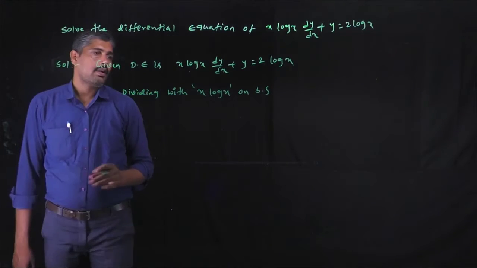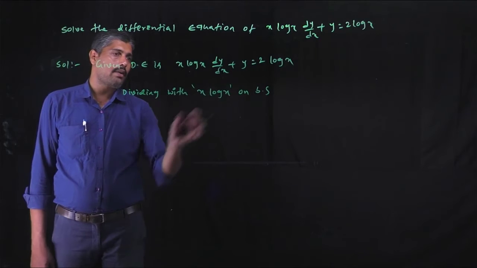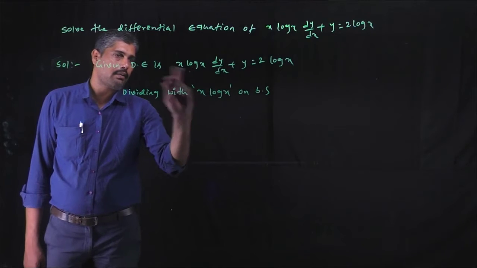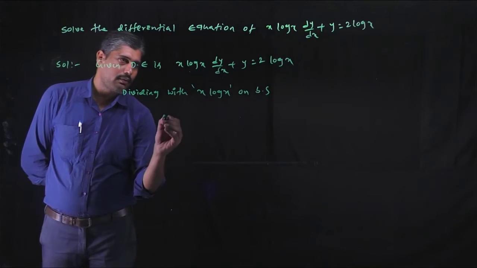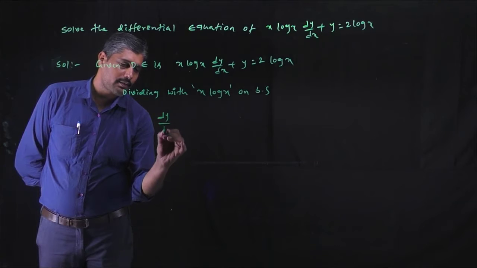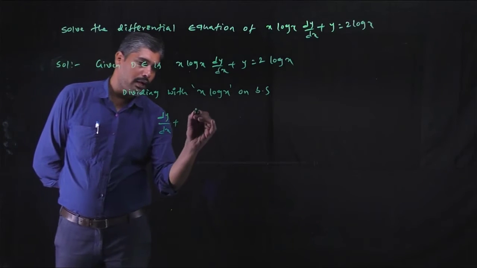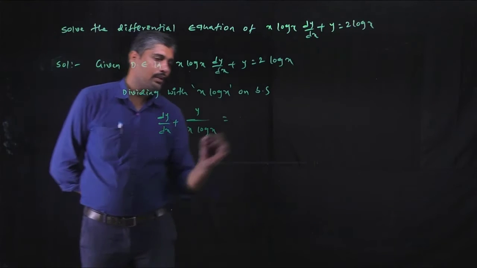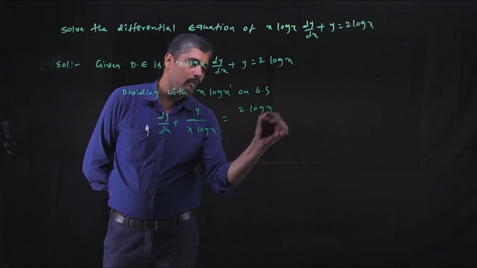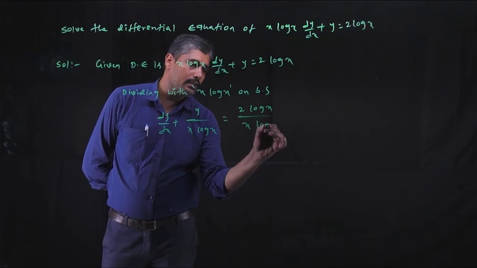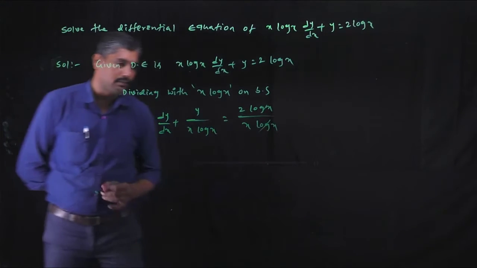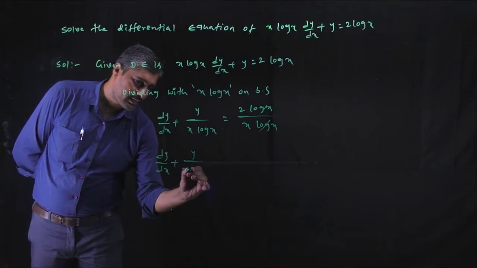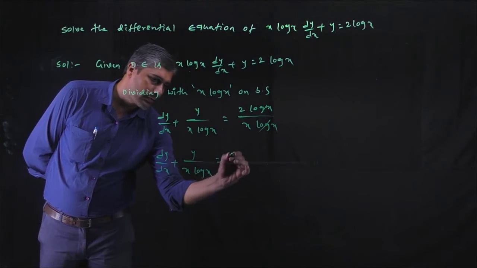Why? Every time we are having only 1 as the dy by dx coefficient. That's why dividing with x log x on both sides. Then we get dy by dx plus y by x into log x equal to 2 log x by x into log x. Here log x cancel. Then dy by dx plus y by x into log x equal to 2 by x.